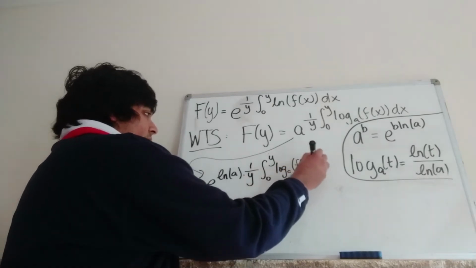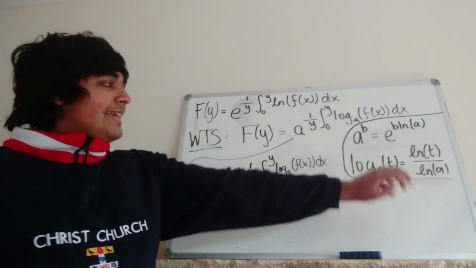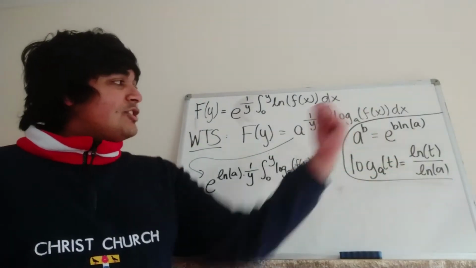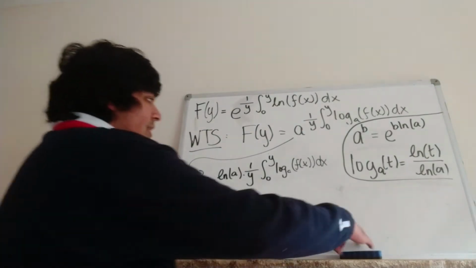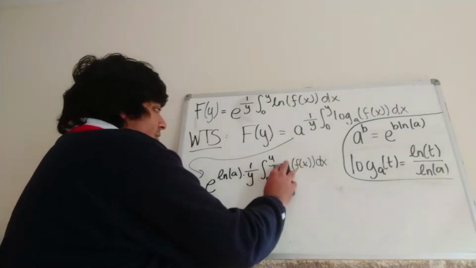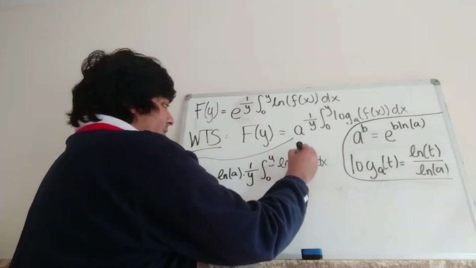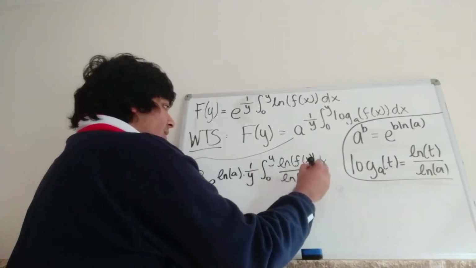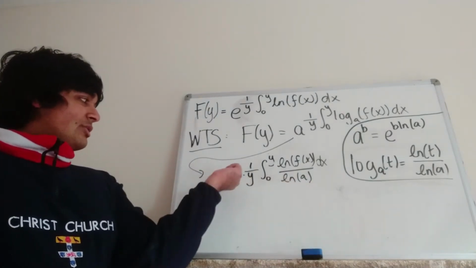But of course, if we just replace t in this thing here with f of x, we can write log base a of f of x as just the natural log of f of x divided by the natural log of a. So let's do that. So this thing here is just the natural log of f of x divided by the natural log of a. But of course, we can bring this out because it's just a constant and it will cancel with that guy.